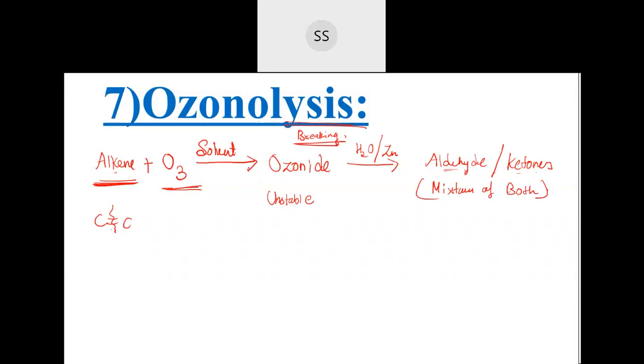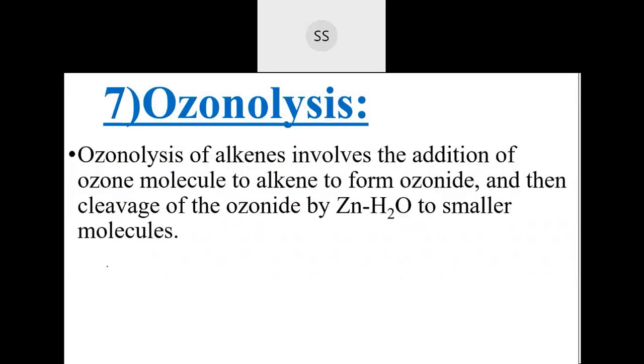Now we'll see the reaction. I will directly go for the reaction. I'm taking the simple alkene, that's ethene, CH2 double bond CH2. You see how the reaction goes. It is made to react with ozone. I told you it forms ozonoid first.